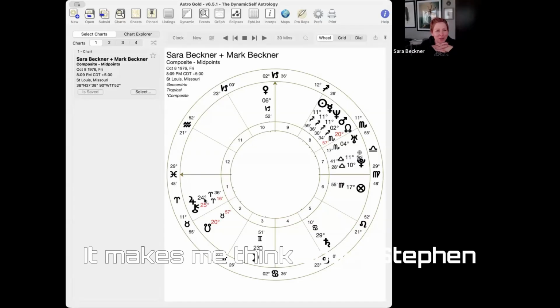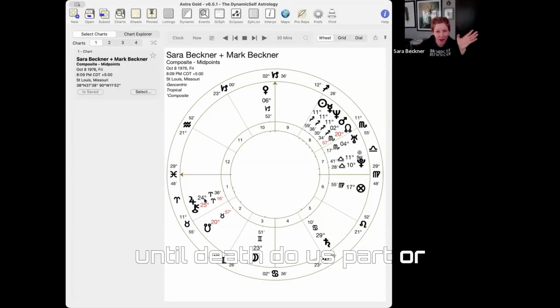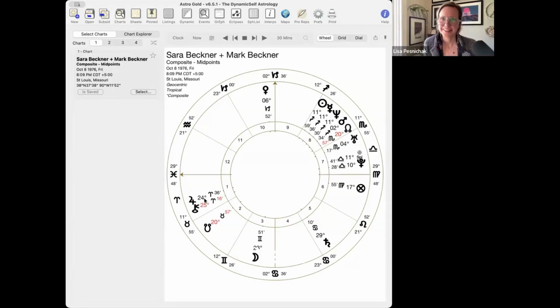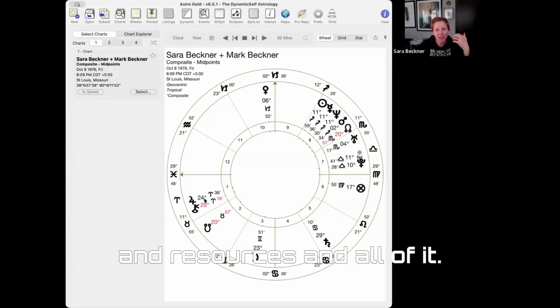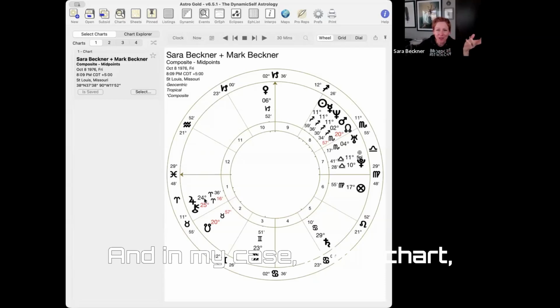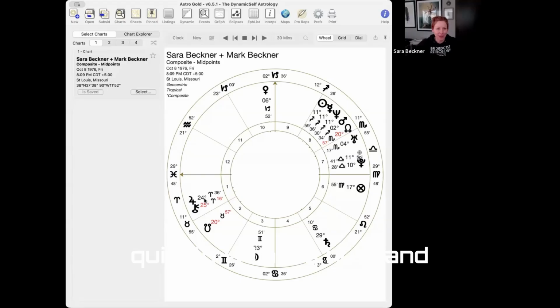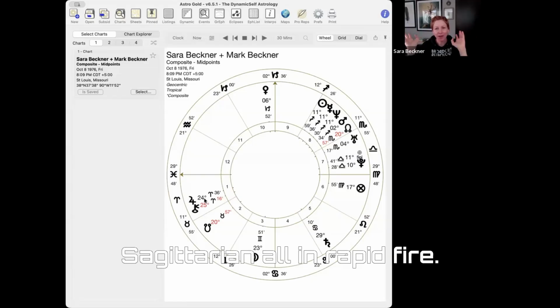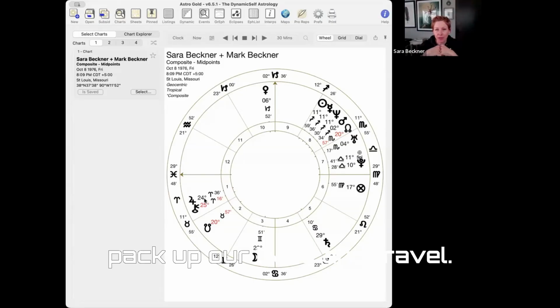Yeah, it makes me think about Stephen Forrest's work on love and relationships. He talks about the eighth house as the till death do us part, the all-in house, and the deep merging of self and resources and all of it. And in my case, in this chart, you see a stellium in Sagittarius, and things happened really quickly with my husband. I mean, it was very Sagittarian, all in, rapid fire. And early on, based in large part around a mutual dream to pack up our lives and travel.